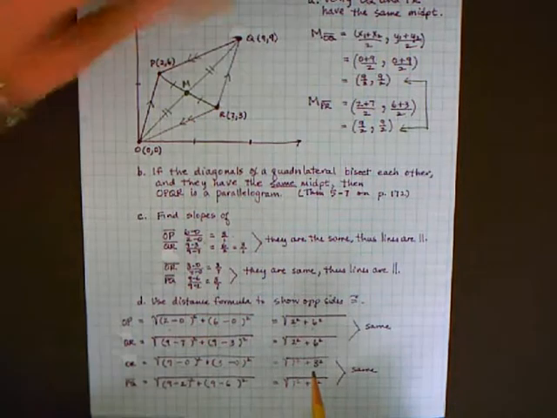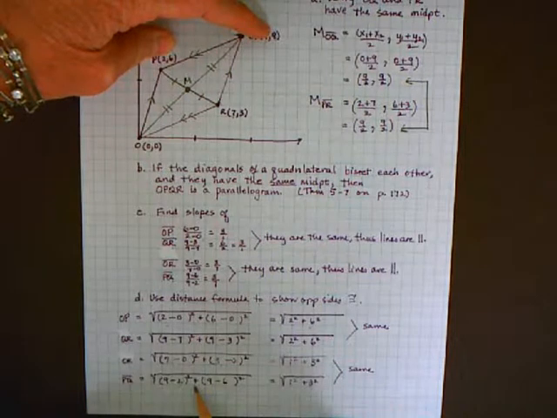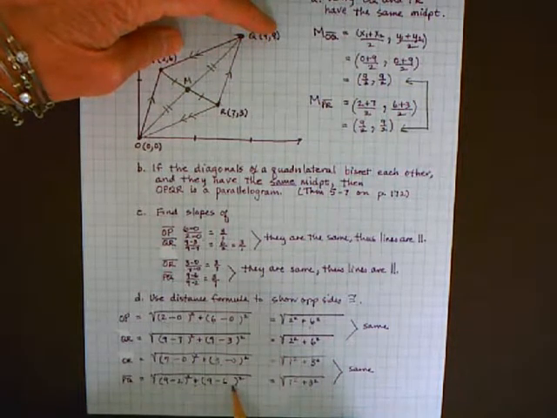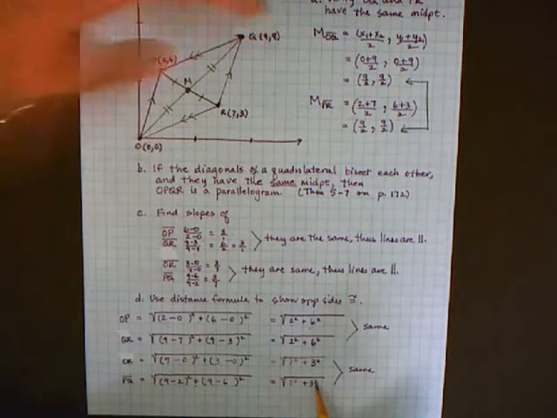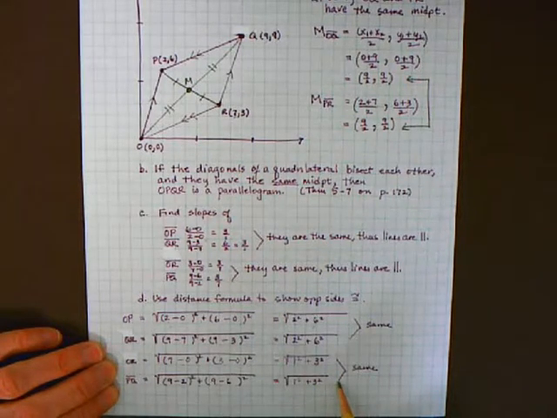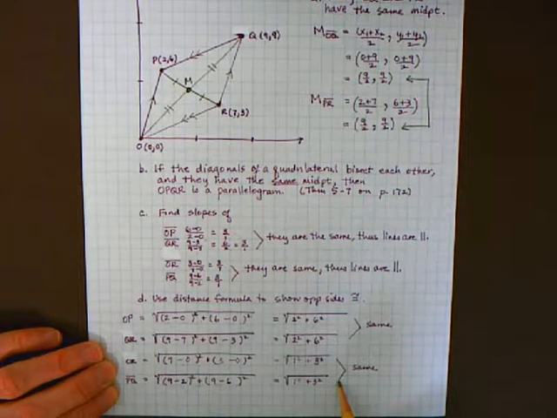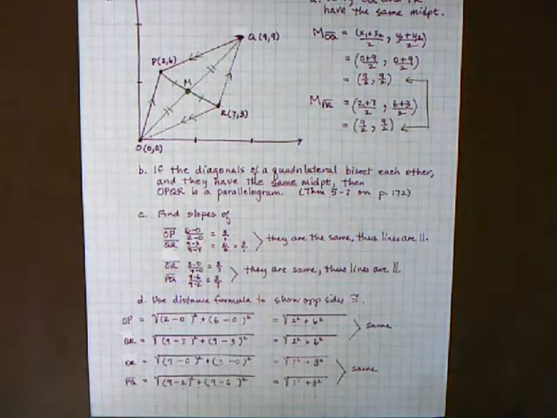And then PQ, we're going to have 9 minus 2 squared plus 9 minus 6 squared. 9 minus 2 is 7 squared. 9 minus 6 is 3 squared. And so you'll notice that OR and PQ are also the same. And so they are all congruent, both sets of pairs of sides. Okay? So that is 17.